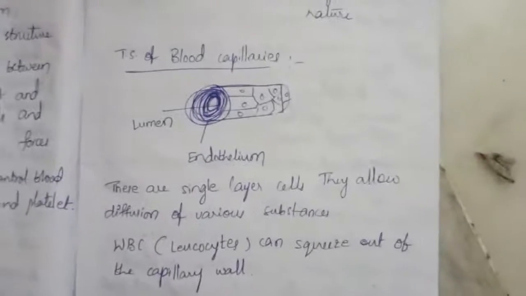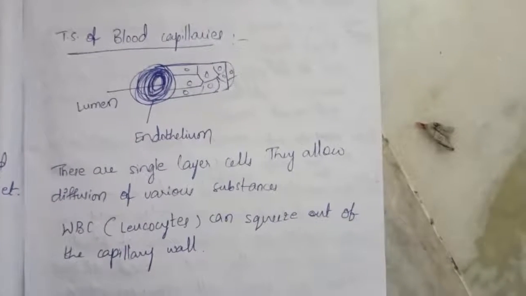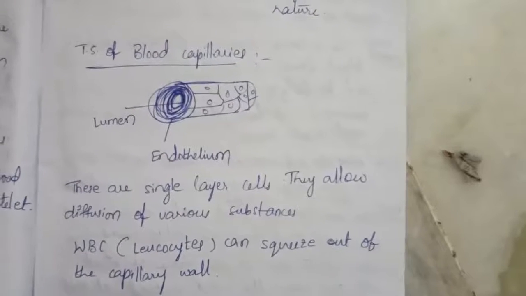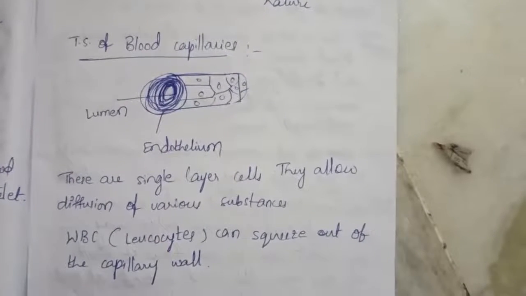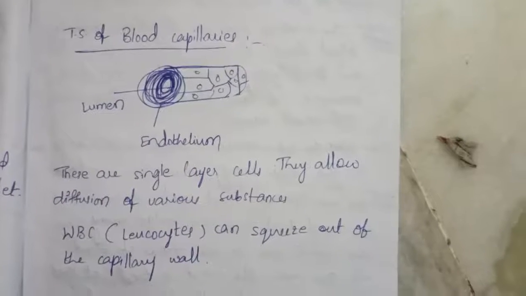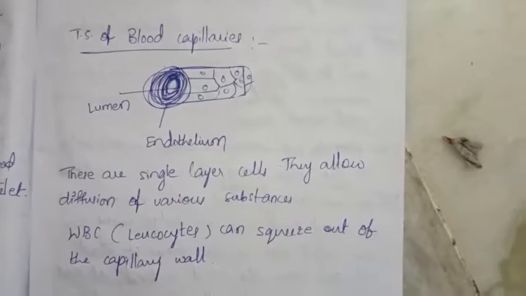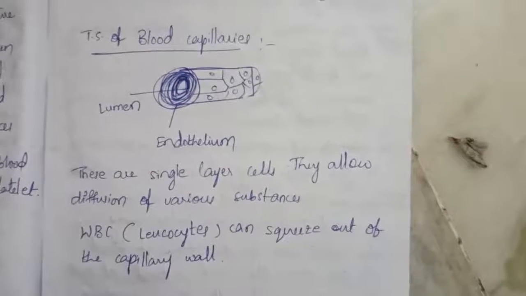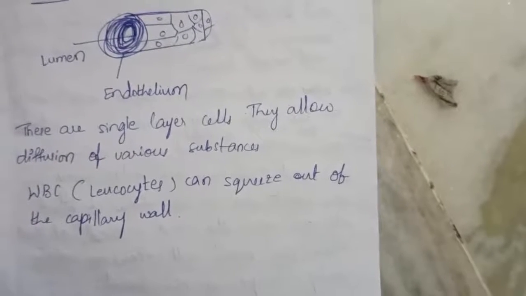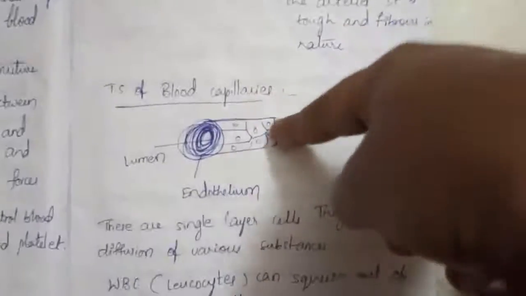Coming to the blood capillaries, we know that arteries and veins are connected to sub blood vessels called capillaries. They are thin blood vessels with a single layer of cells, and they allow diffusion of various substances. White blood cells can squeeze out of the capillary wall. Yes, WBC are the white blood cells, leukocytes we can also call them, and they can squeeze out through the capillary cells.